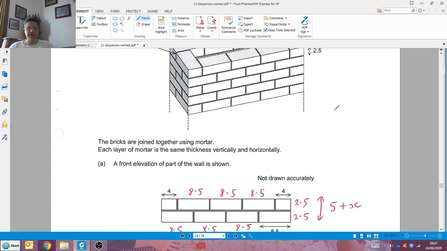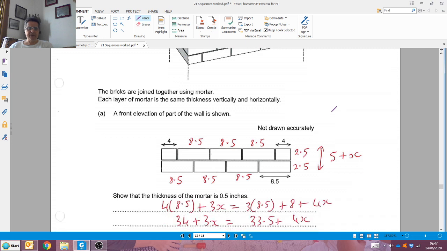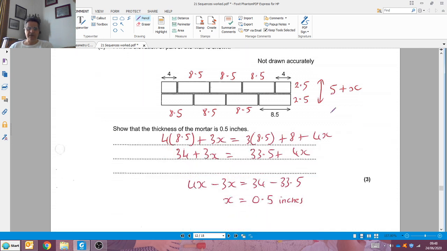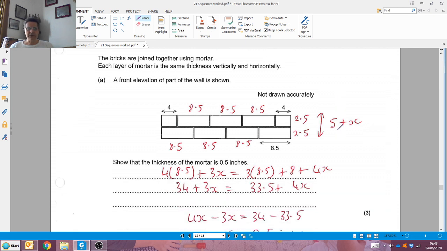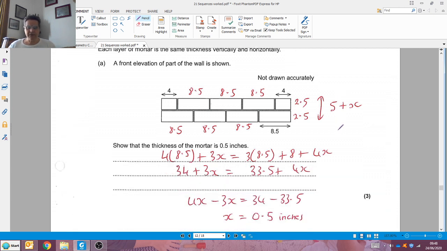Now this is quite tricky. There's a lot of numbers here. Now there's my first answer. I've got to prove that the thickness of the mortar between the bricks is half an inch. So I'll try and show that in one go. There it is. Now look, I know that the length from here to here is identical to the length from here to here. After all, it is a well-constructed wall.